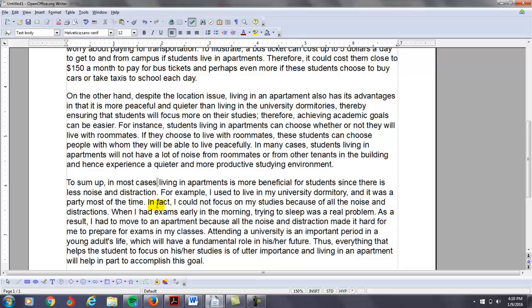young adult's life, which will have a fundamental role in his or her future. Thus, everything that helps a student to focus on his or her studies is of utter importance, and living in an apartment will help in part to accomplish this goal. I'm going to put a comma here to separate the two independent clauses.